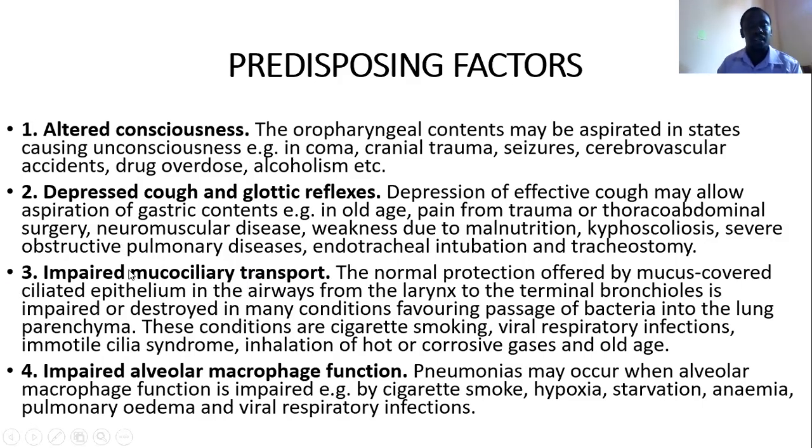Another point is impaired alveolar macrophage function. This may occur in case of hypoxia, starvation, when one has anemia, pulmonary edema, and viral respiratory infections. They tend to impair alveolar macrophage functions.